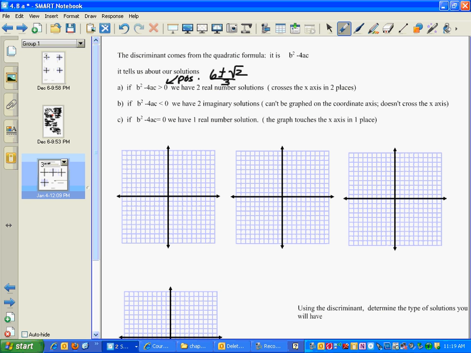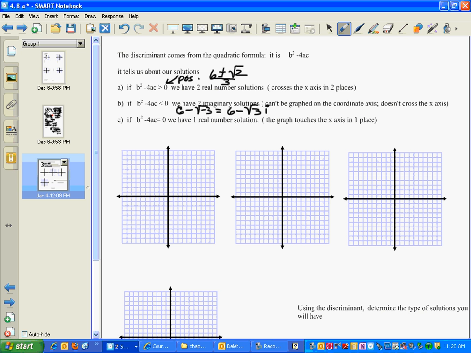It would be 6 plus the square root of 2 and 6 minus the square root of 2, which would give me two values on the x-axis, correct? Okay. If it's negative, like 6 minus the square root of negative 3, which is 6 minus the square root of 3i, this is not a graphable value on the xy axis. This is what's called an extraneous solution. It doesn't give us a solution that we can graph.